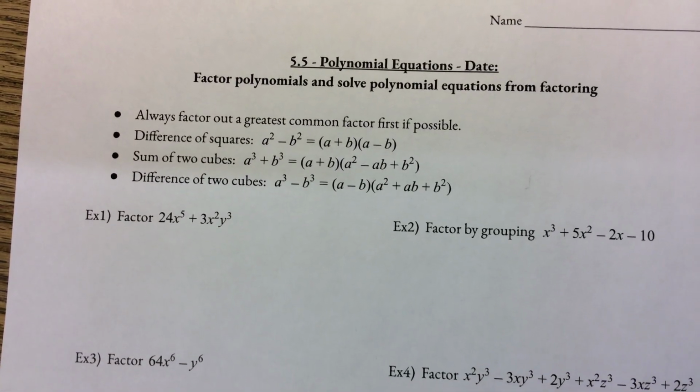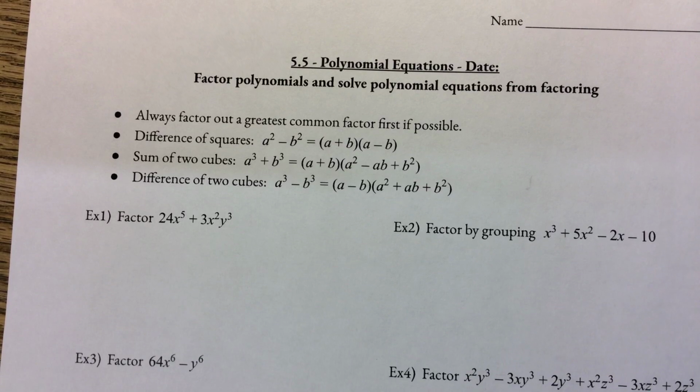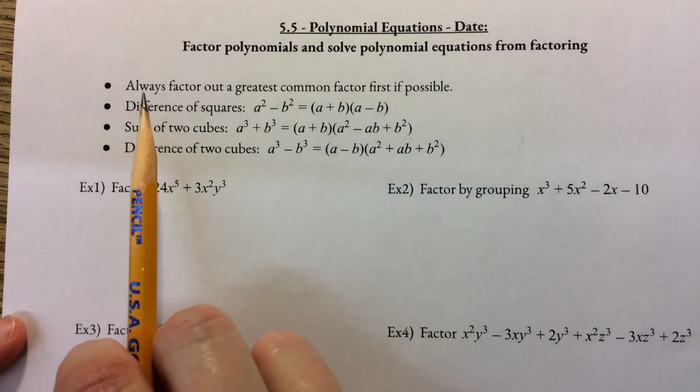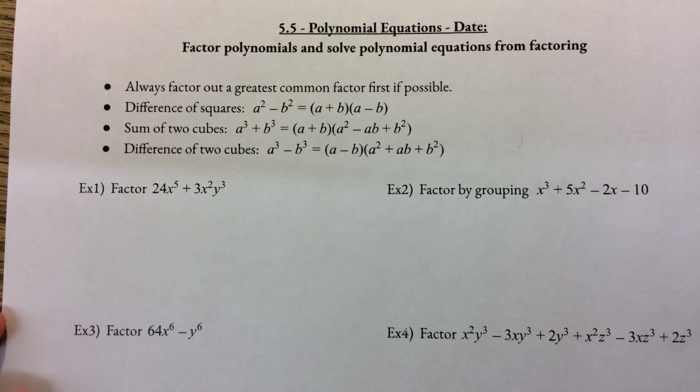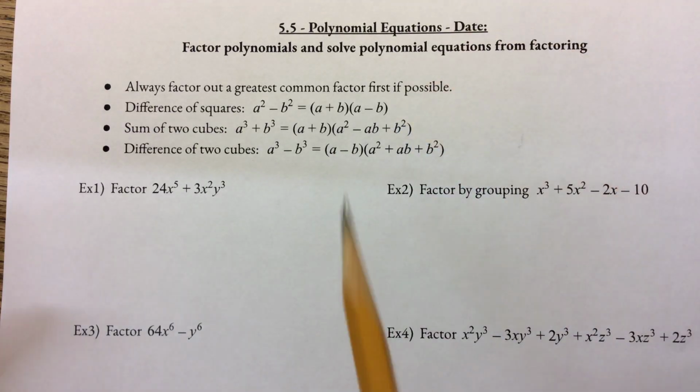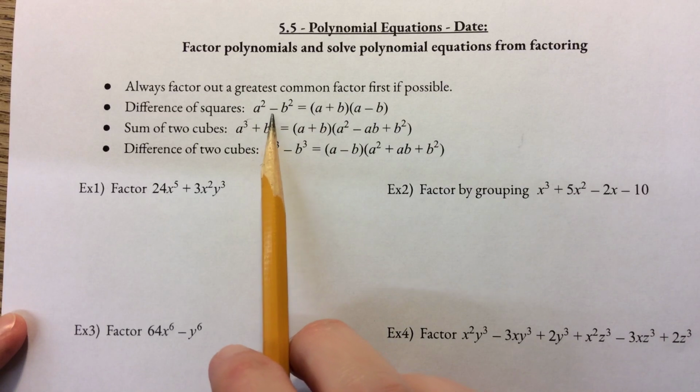5.5 is polynomial equations, so we're going to look at factoring these and then using those factors to solve them. So we've got some new ways to factor today. First thing is, whenever you have a greatest common factor, you always want to factor that out first if that's possible. We have a reminder of the difference of squares when these are both perfect squares, and this is subtraction in the middle.